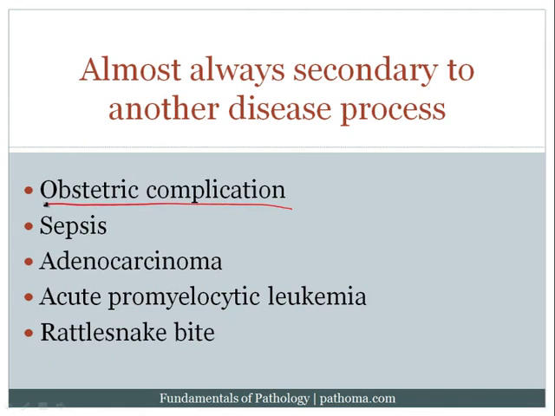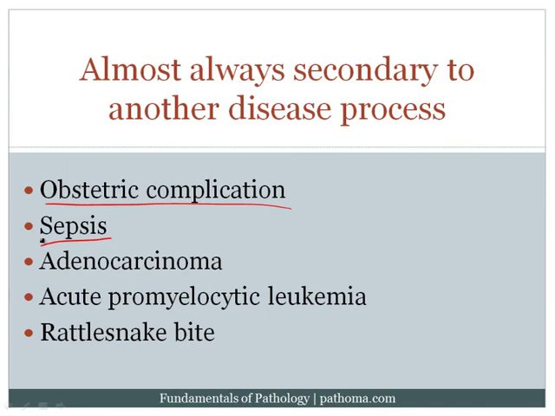So for example, obstetric complication can result in DIC, and the idea here is that the amniotic fluid contains tissue thromboplastin, which is a strong activator of the coagulation cascade. And so if amniotic fluid were to leak into the mother's circulation, then that could potentially result in activation of the coagulation cascade via tissue thromboplastin. Sepsis can do it as well, and that happens in two ways. First of all, the endotoxin from the bacterial walls can activate the coagulation cascade. And second of all, in response to this infection, the macrophages tend to produce cytokines like IL-1 and TNF, and that can also activate the coagulation cascade indirectly.